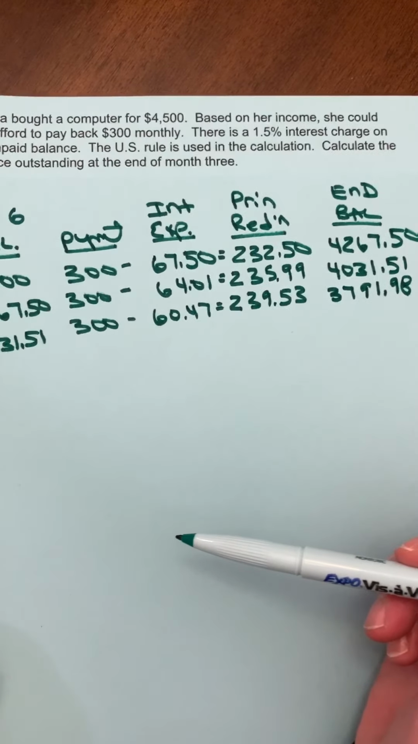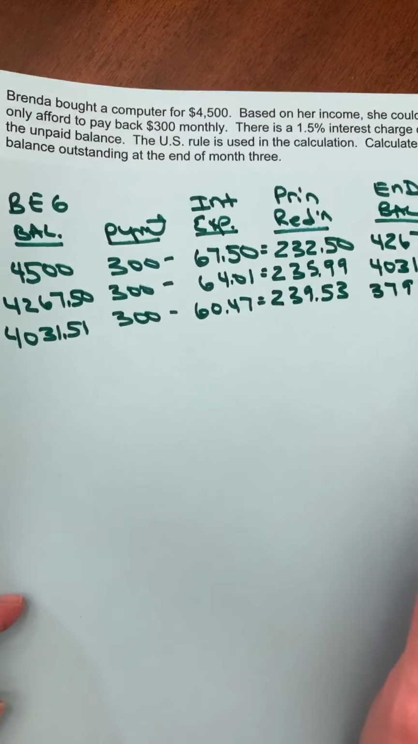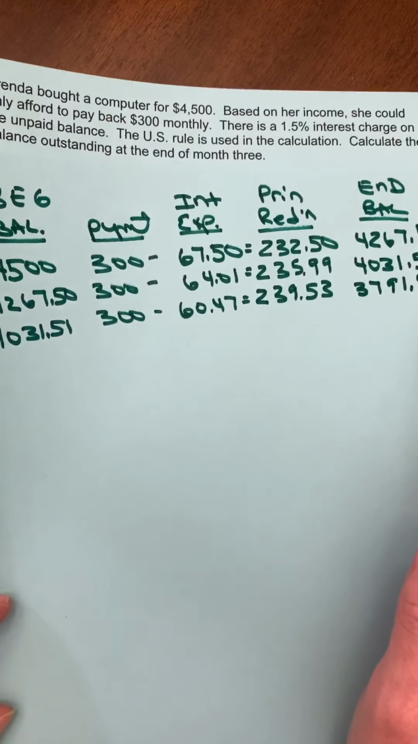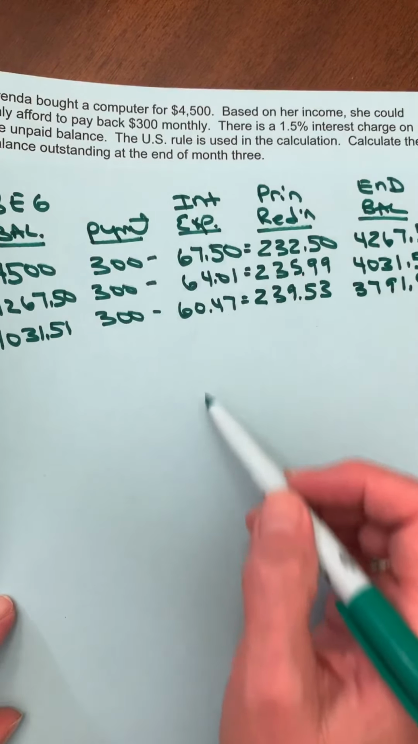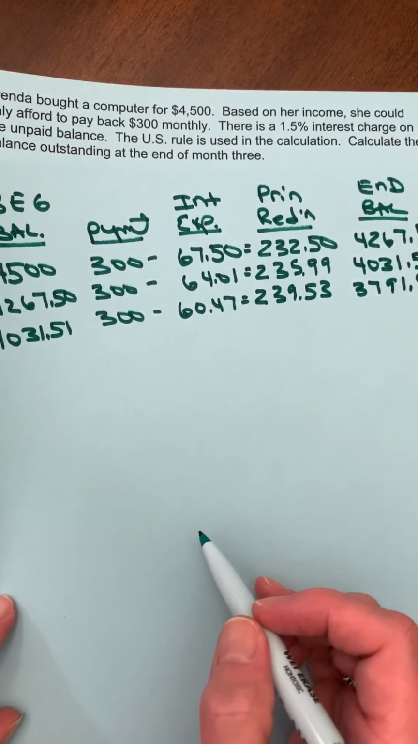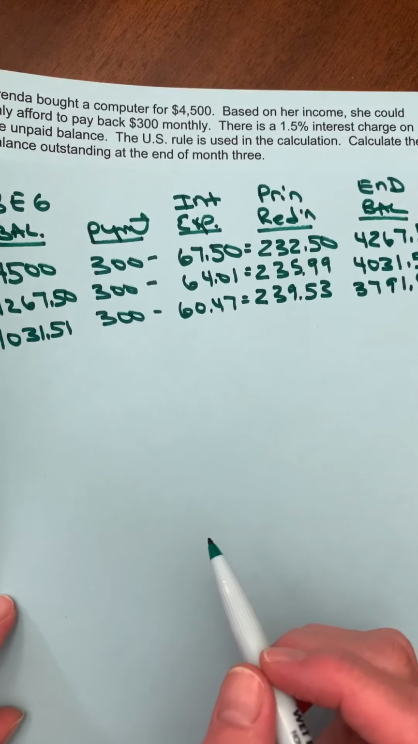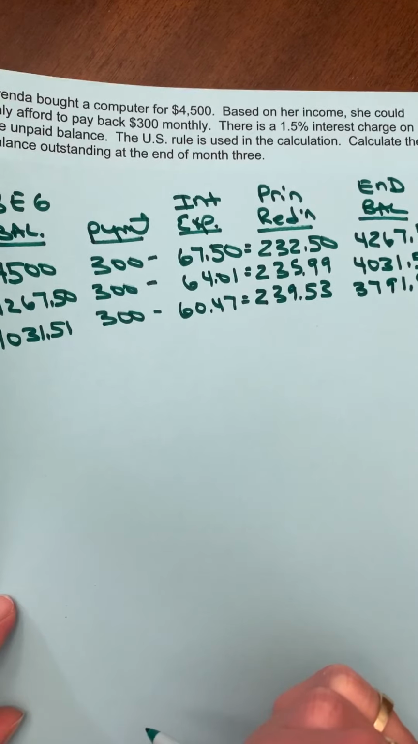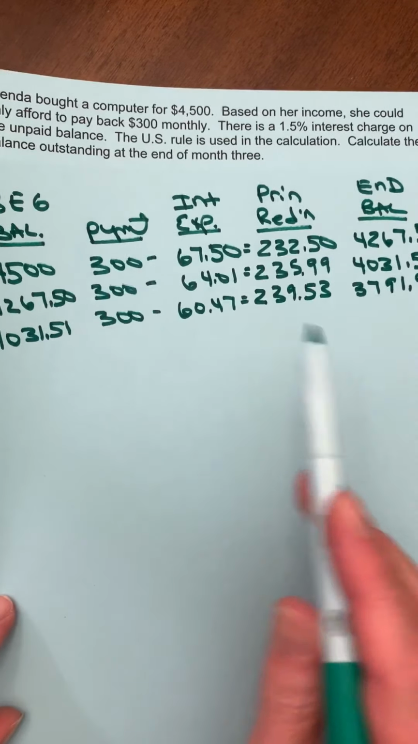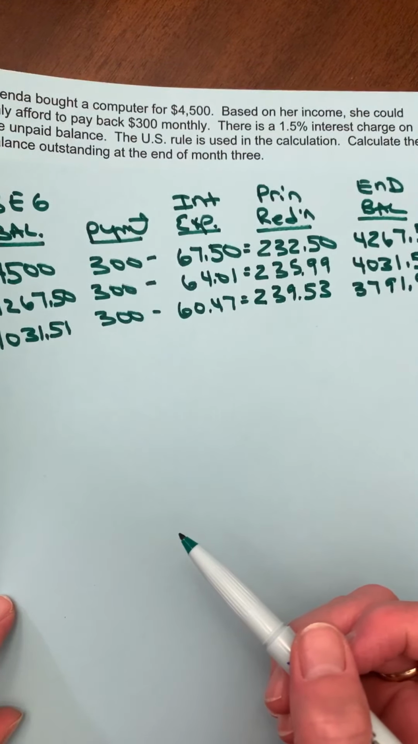Okay, this amortization table is a great way to organize your data. If you're ever asked for the total interest expense, you could just total up this entire column to find out your total interest expense. If you know how to use Excel, you can create an amortization table in less than 5 minutes. Easy peasy.